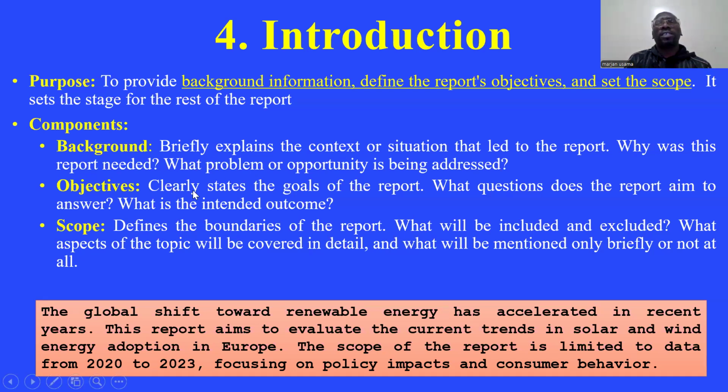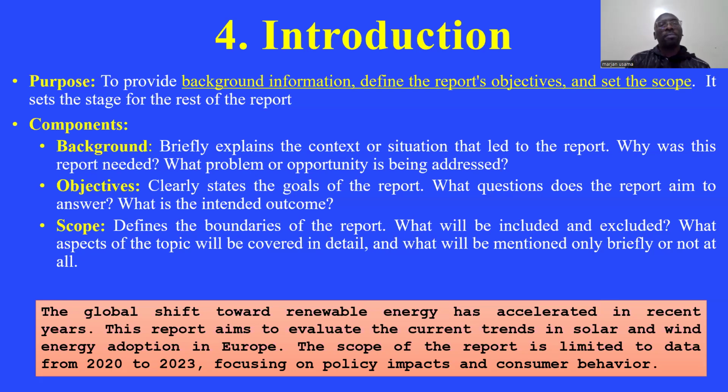So what is the objective? Clearly state the goals of the report. What question does the report aim to answer? What is the intended outcome? What do we want behind this report or this research? Then the scope defines the boundaries of the research. And in a research, remember, you normally have different types of scope. We have the time scope, we have the geographical scope, and we have the contextual scope. We'll learn about it later.